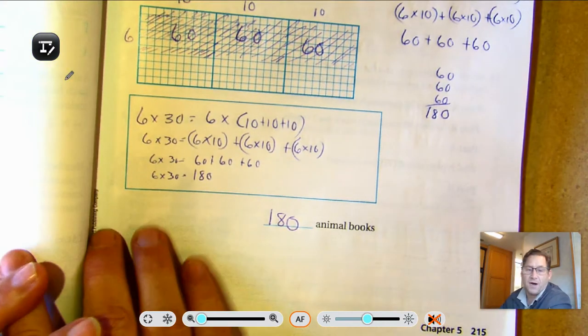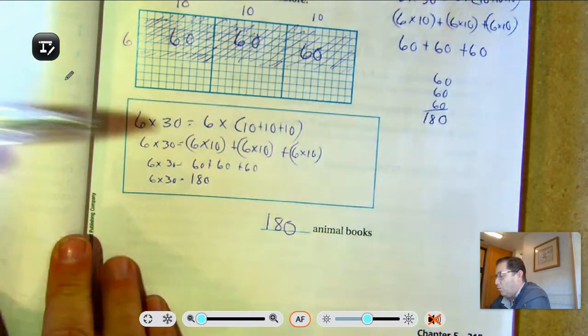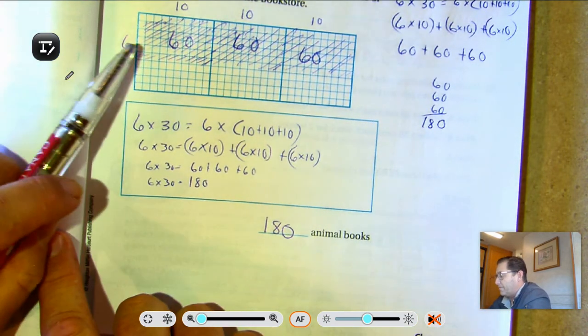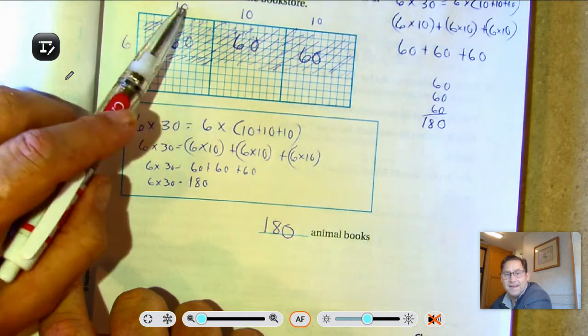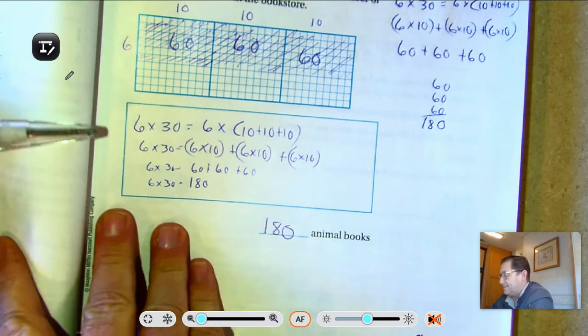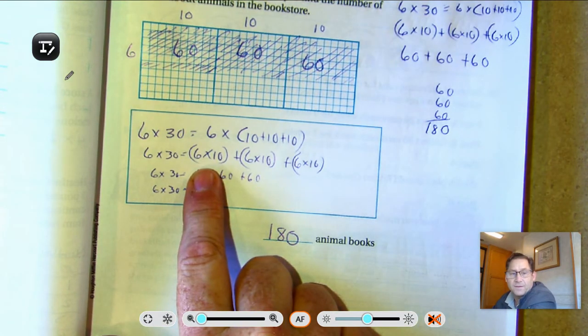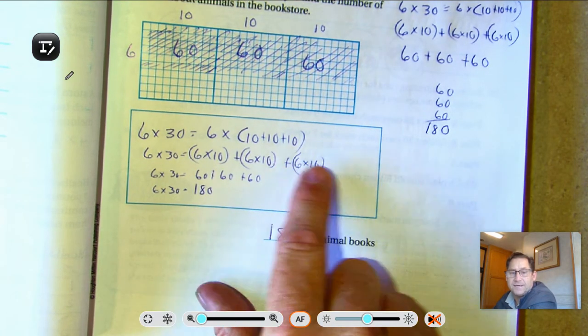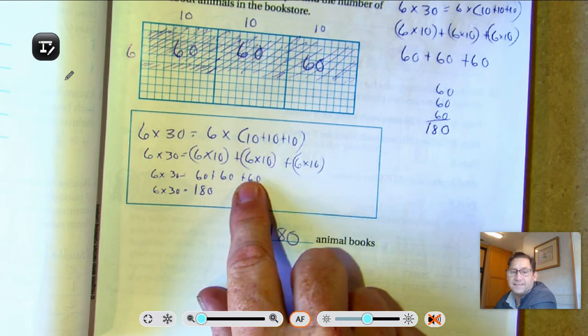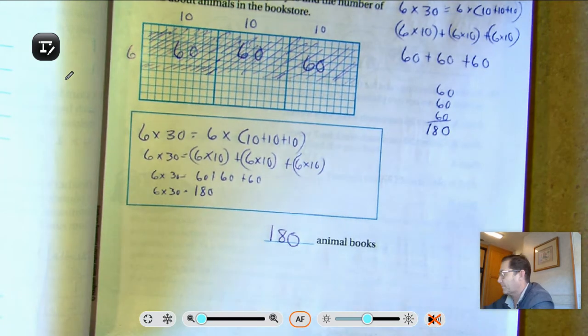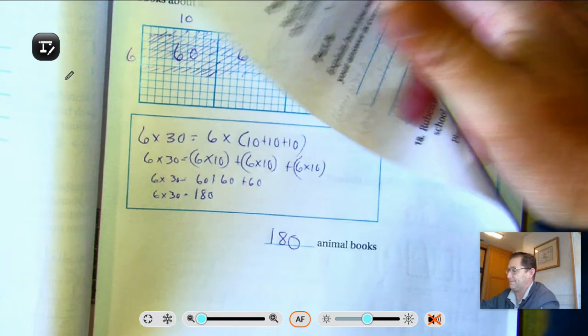Okay, in the box, all I did was rewrite the words. So we shaded 6 rows of 10 because we broke up the 30 into 10 plus 10 plus 10. So that gave us 6 times 10 plus 6 times 10 plus 6 times 10, or 60 plus 60 plus 60. Okay. All right, page 216.